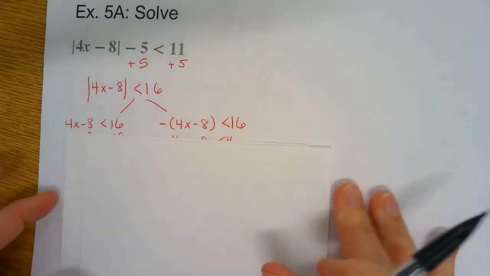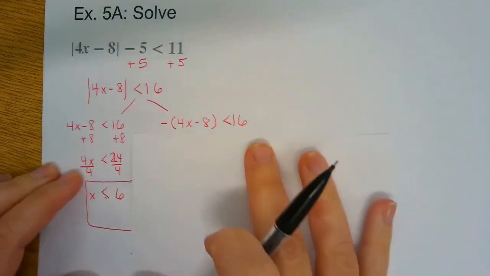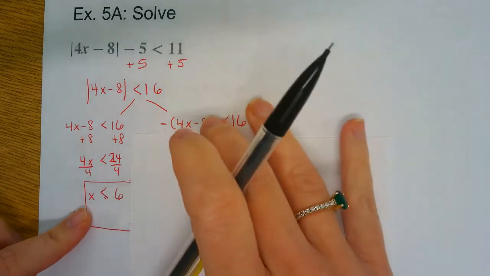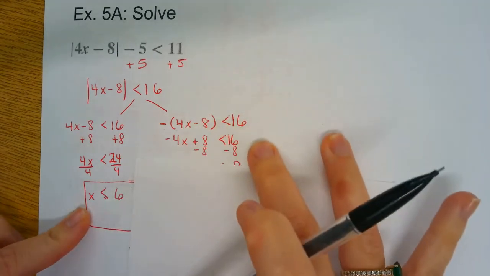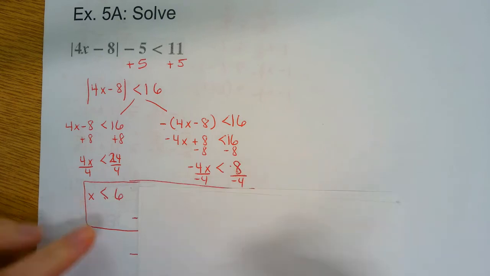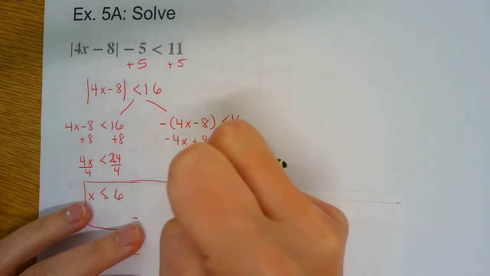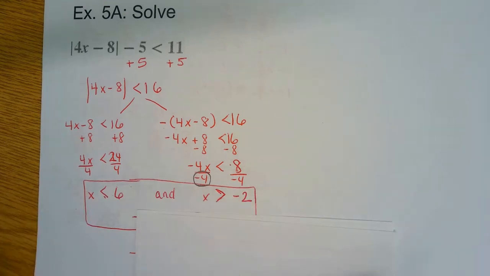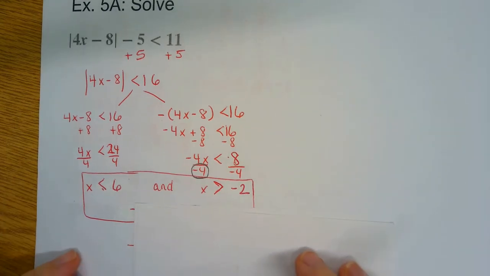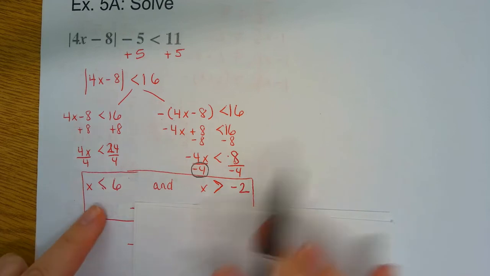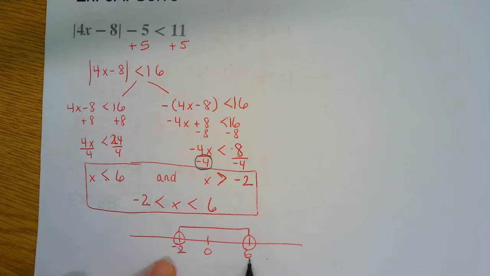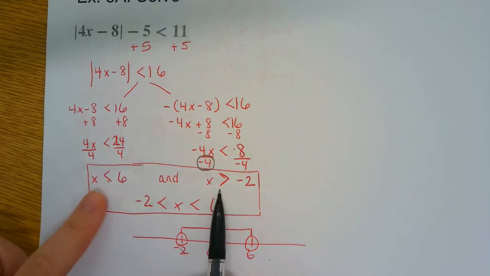So on this left one, I would add my 8, divide by 4, and I'd get x less than 6. On the right side, you would distribute that negative, subtract your 8, and divide by -4. Remember, when you are dividing by negatives, you do have to flip your symbol around. So what ends up happening is, on a number line, I have to be greater than -2 and less than 6. Both of those would be open circles because there's no equal sign.